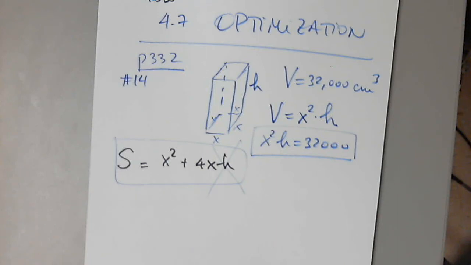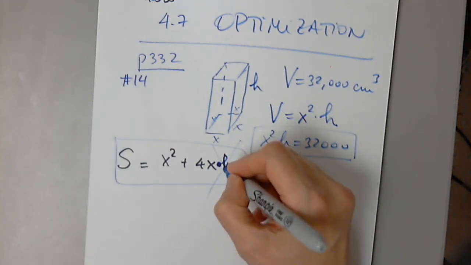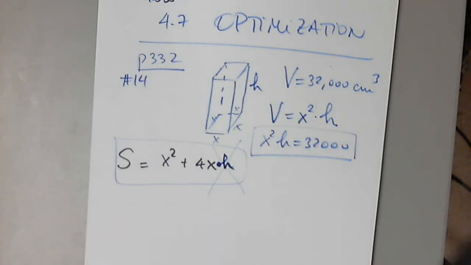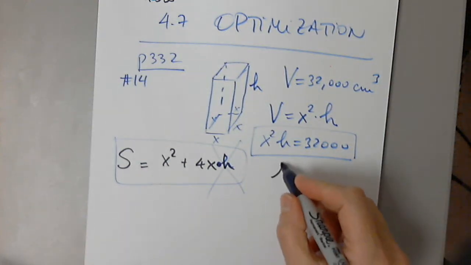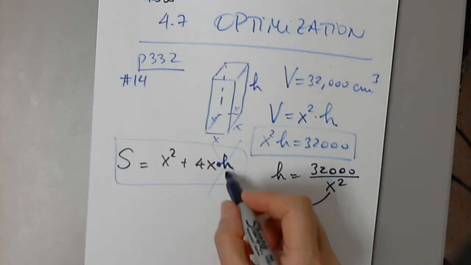Is it 4xh or is it 4x minus h? Times. Sorry. Yes, it's based on time. Sorry about that. Correct. Differentiate the function by x and treat h like a constant. Nice try. We have h right here. Oh. Okay. So h equals 32,000 divided by x squared, and we have to plug it in.